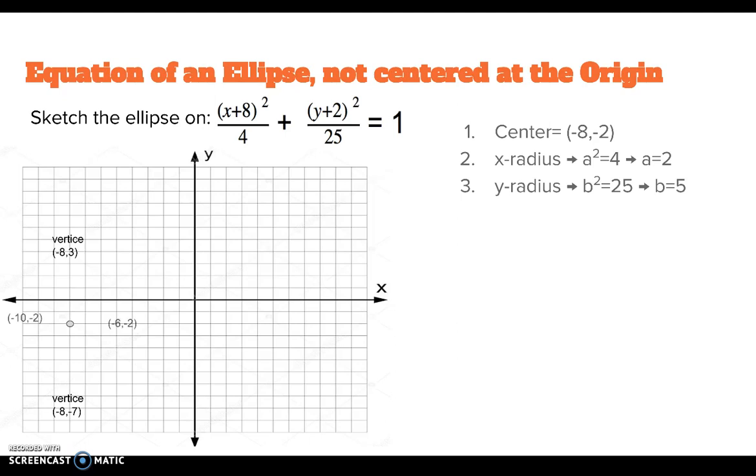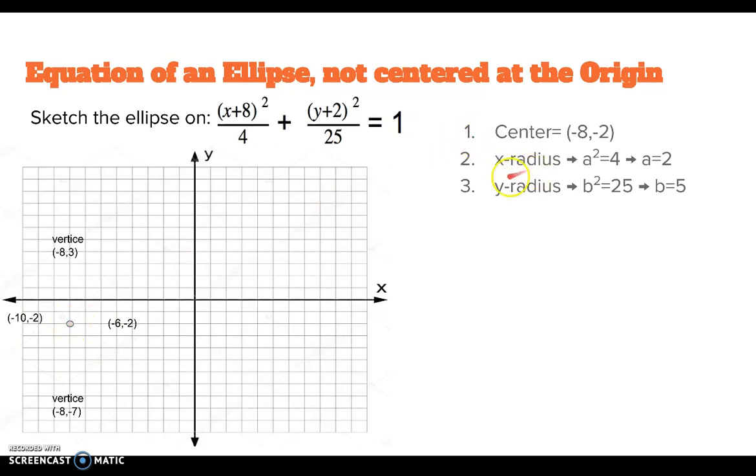So we need to sketch this ellipse now. Let's begin with our center here, -8 and -2. For -8 we're going to count here: 1, 2, 3, 4, 5, 6, 7, 8 here, and 2 here: 1, 2. So this is going to be our center. As we can see, it's not centered at the origin, so we know that it's an ellipse continued. So this is going to be our center.